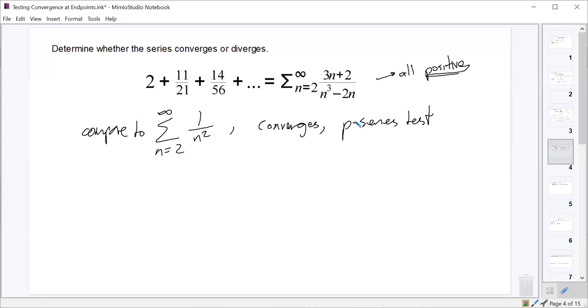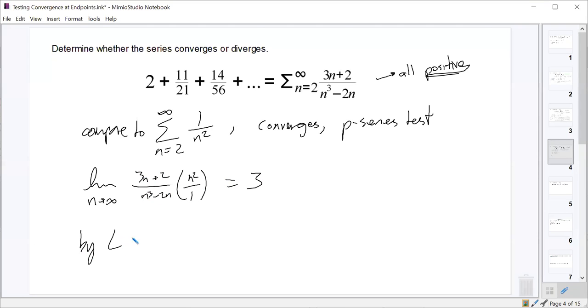Okay, so our limit then should look like the limit as n approaches infinity of (3n + 2)/(n^3 - 2n) times n^2/1, right? If we're dividing by 1 over n^2. And what does that limit come out to be? Should be just the leading coefficients, which makes it 3. And so we will say by the limit comparison test, our series converges. Easy enough.